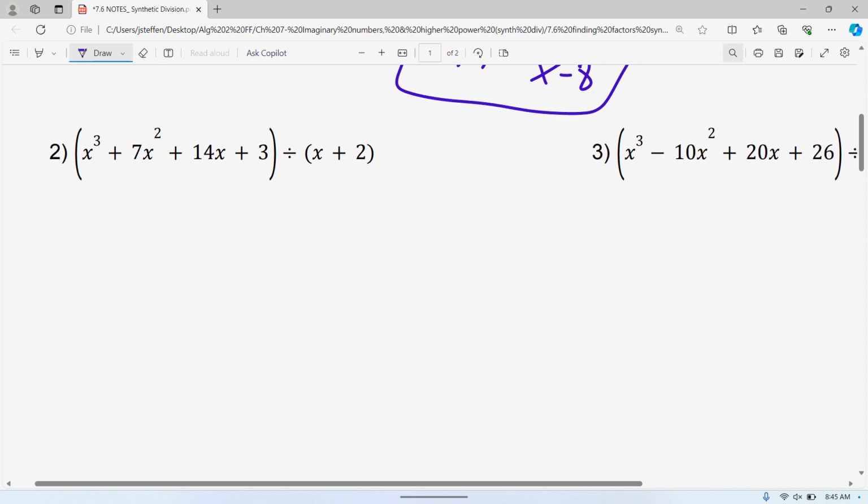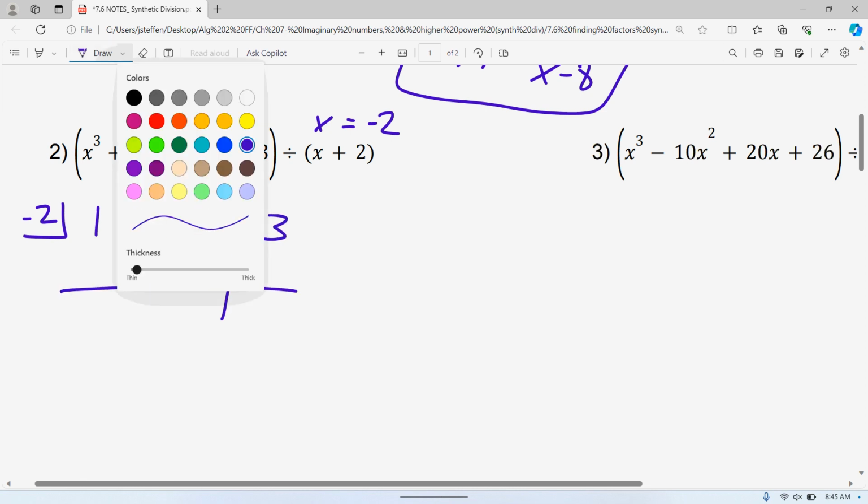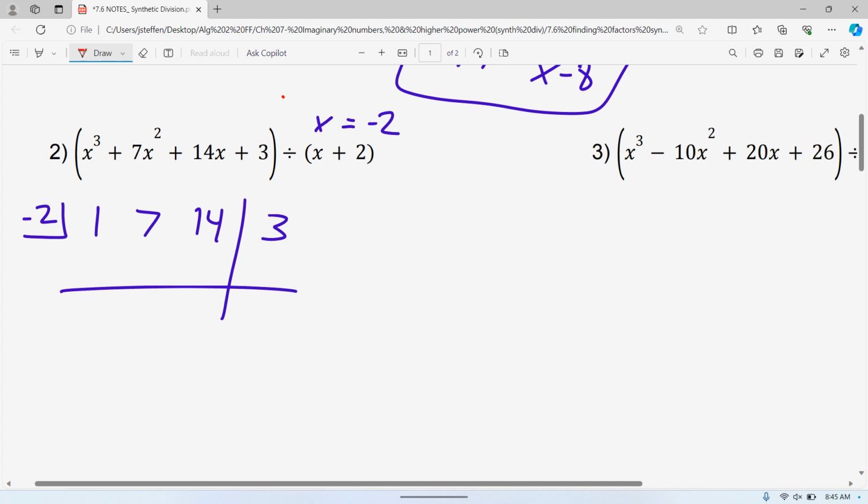So, moving on to number 2. It's the same thing for all these. That is x is equal to -2, which goes in my box. Coefficients I have 1, +7, +14, +3. Drop that 1 straight down. That's how we started. I have to go quickly, but I'm hoping you guys are getting pretty good.